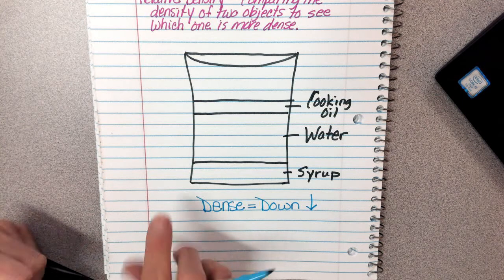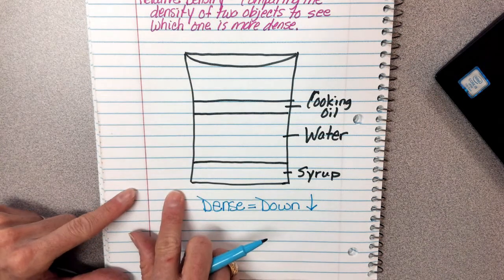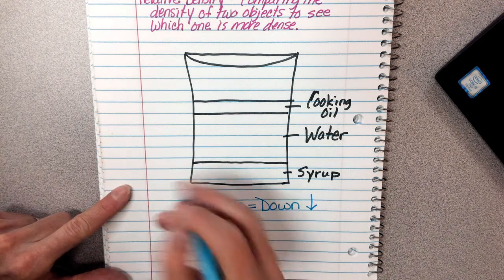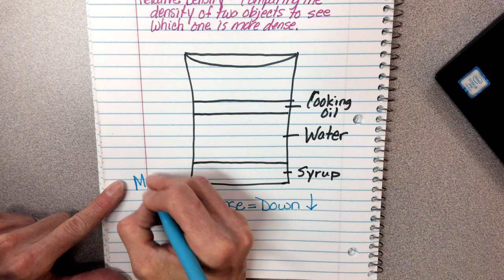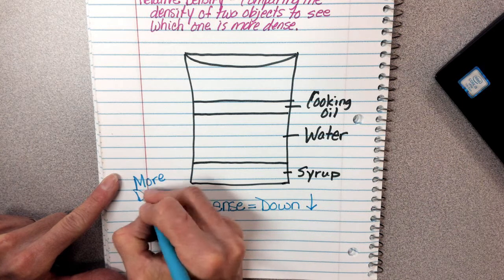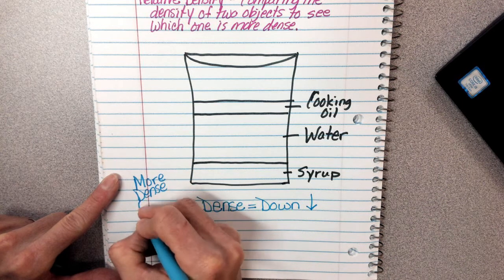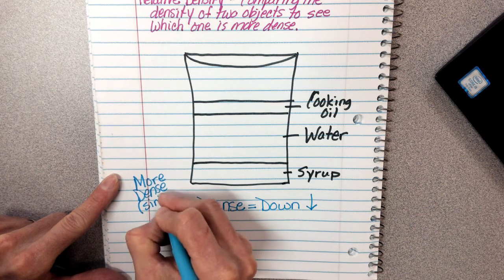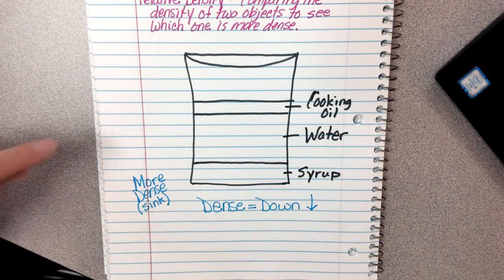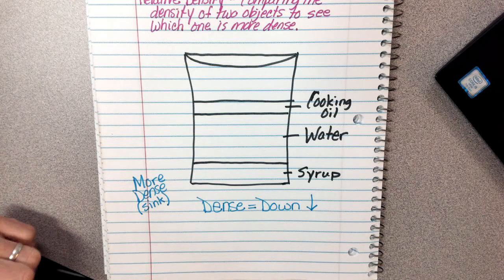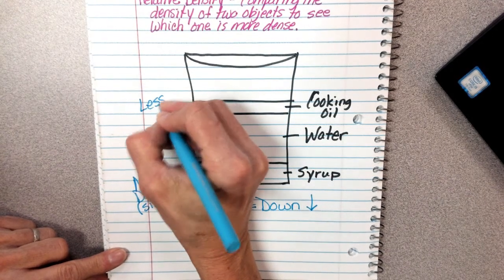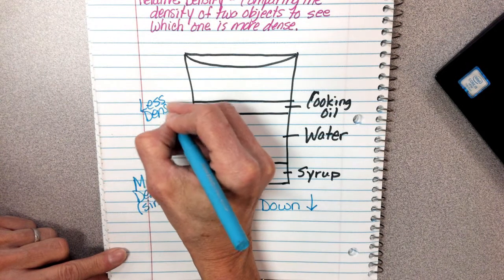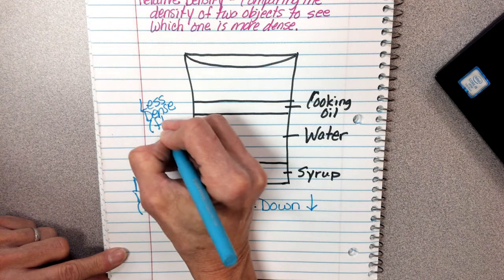And then we're going to label this so that we can understand what we're looking at. So down here, our items that are at the bottom are going to be more dense, and they will be the items that sink. And we will add solid objects to this. Right now we're just talking about our liquids. And the items at the top, those are less dense, and they will float.